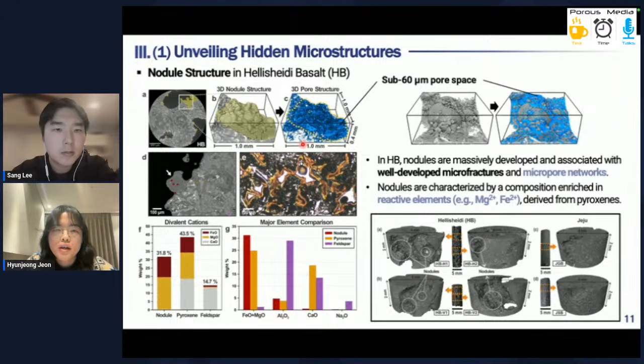fluid flow. Furthermore, our geochemical analysis of nodules reveals that they are highly enriched in iron and magnesium, and we found that these nodules possess a highly amorphous character, which contributes to their highly reactive nature. And yeah, the fact that these reactive nodules with micropore network are distributed throughout the heavily shady basalt indicates that this formation provides highly favorable conditions for CO2 mineralization.